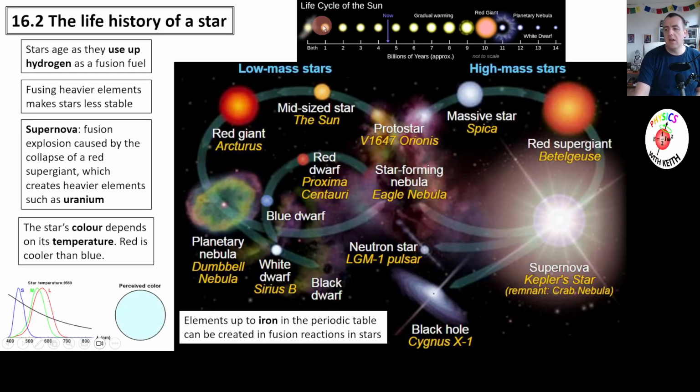Our sun is about here in its life cycle. So this is in billions of years. 1, 2, 3, 4, 4.5 billion years. That's how old our sun is, from when it first became a star after it was a protostar. And then we've got 6, 7, 8, gradually warming up over that time.